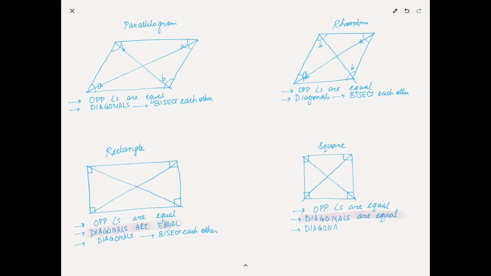The next thing about diagonals is something that is not common to all four of these shapes. So the diagonals bisect each other, that applies to all four shapes. Diagonals are equal, that applies only to a rectangle and to a square. The next thing we will consider is interior angles. The diagonals bisect the interior angles of a rhombus.